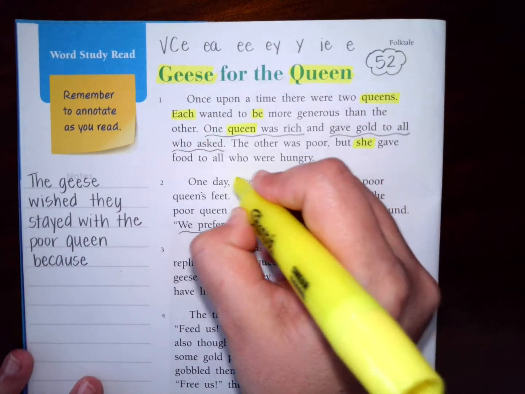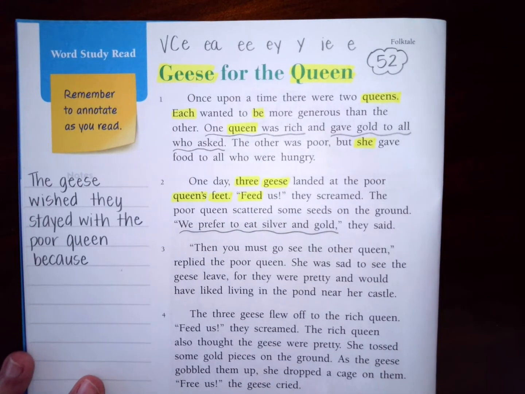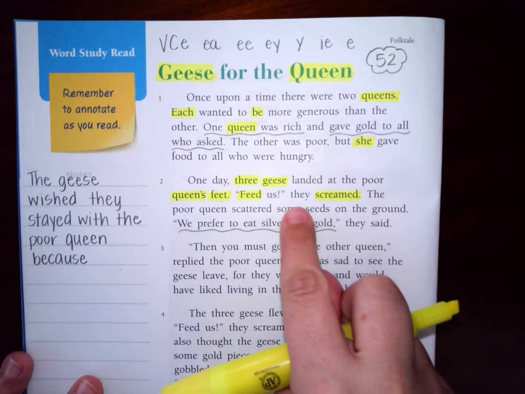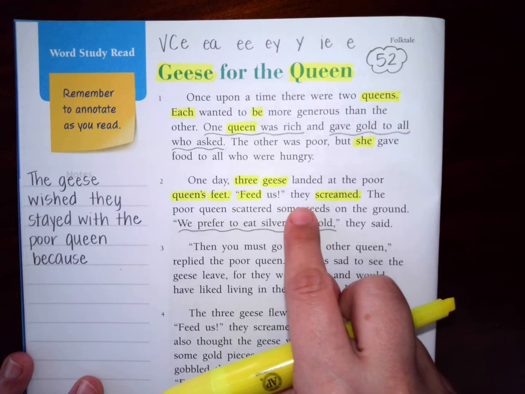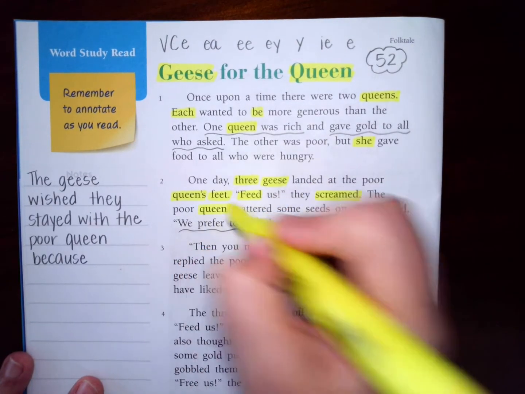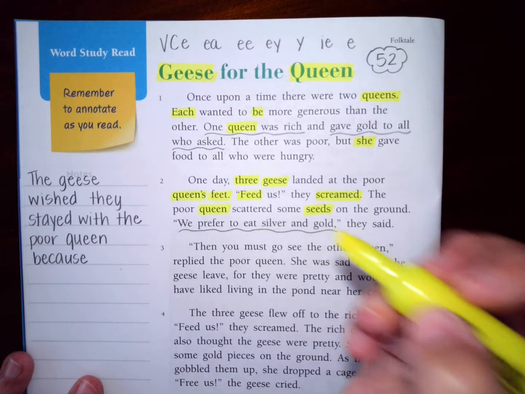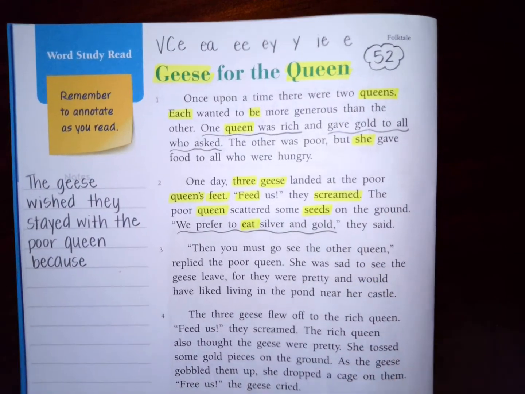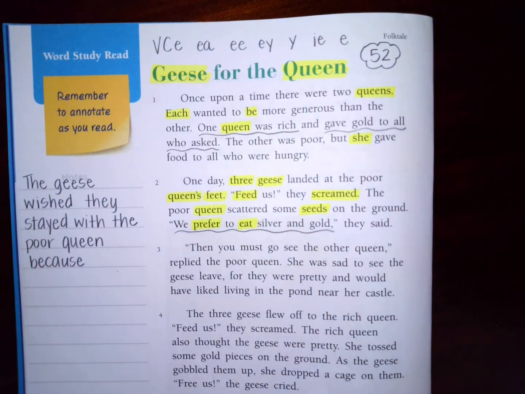One day, 3 geese landed at the poor queen's feet. "Feed us," they screamed. Now, they has the EY, but they makes the A sound, not the E sound. So that's why that one's not highlighted. The poor queen scattered some seeds on the ground. "We prefer to eat silver and gold," they said. So we're going to highlight eat. Now, when I say this word right here, I say prefer, but some people might pronounce it differently. So if you say it like me, you can highlight it. If you don't, then you don't need to highlight it.